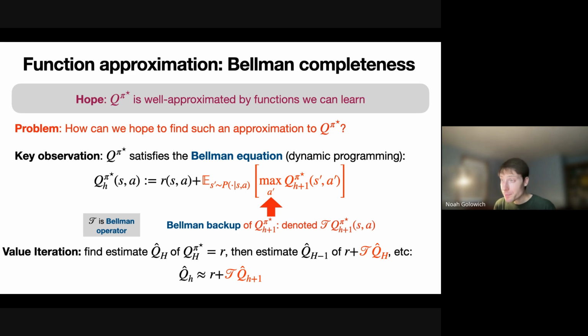So the hope is that because the optimal value function q pi star satisfies the Bellman equation, if we're able to approximate this Bellman equation at each step of the value iteration procedure, then hopefully the value functions q hat h will be good estimates of the value functions q pi star.